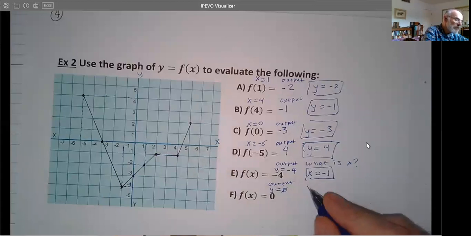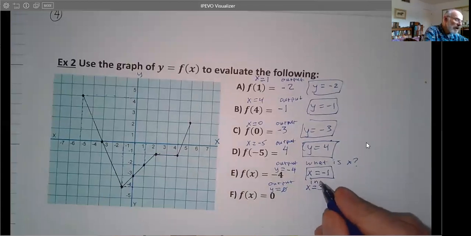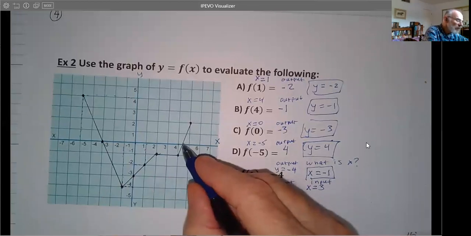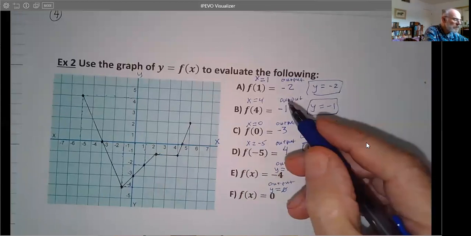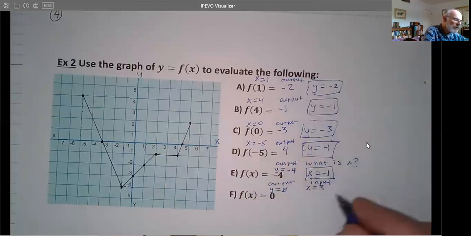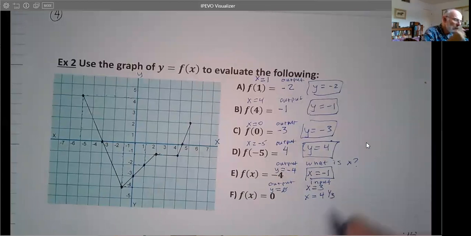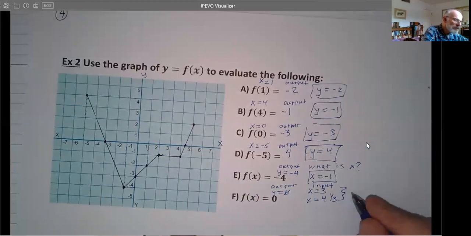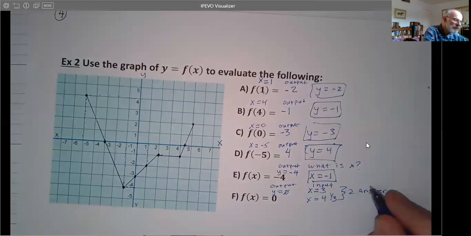So I got x equals 3, it's input, but I got a second one because if I go over here, I've got one right here. And that looks to be about 4 1/3. So x equals 4 1/3. Okay. So this time there are 2 answers, 2 input answers.